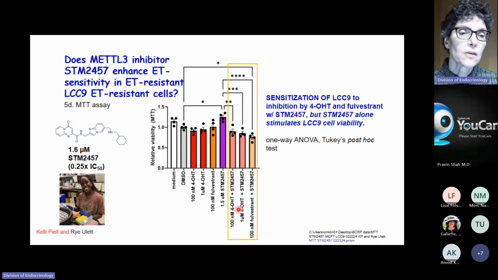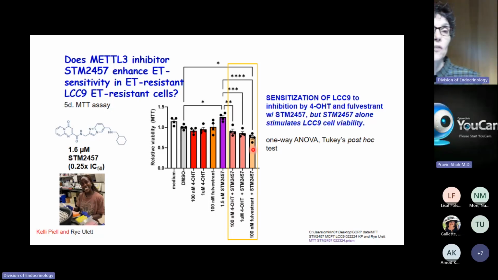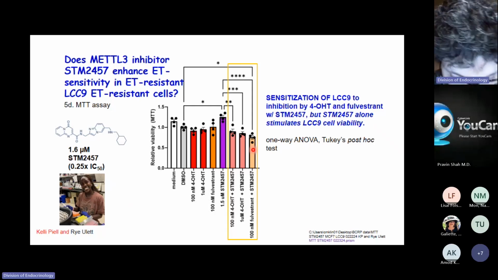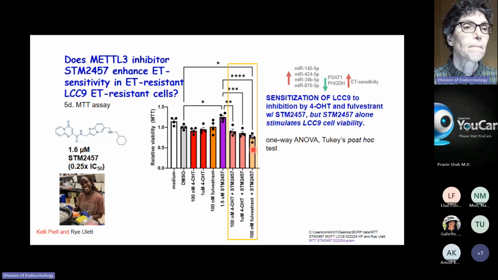But if we combine the 4-hydroxytamoxifen at the two different doses with STM2457, we see an inhibition of cell viability relative to control. And the same thing is true with fulvestrant. So we see a sensitization of the LCC9 cells to both 4-hydroxytamoxifen and fulvestrant in the presence of STM2457 treatment.